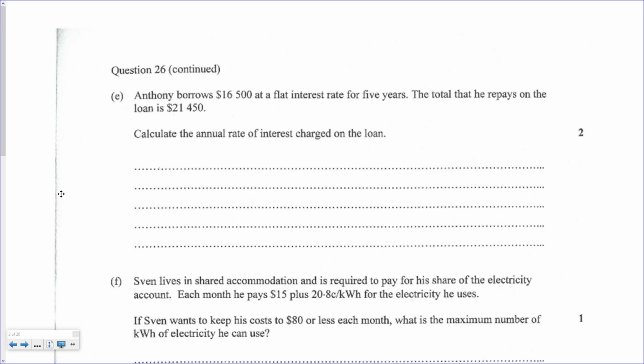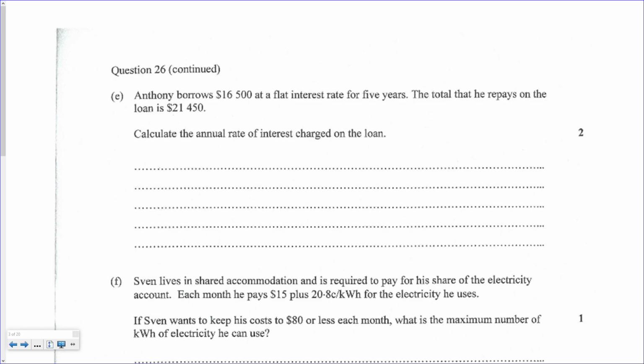So we want to calculate the annual rate of interest charged on the loan. Now, quite a lot of people did this okay, but a common mistake that I saw is people started immediately using those two numbers that we have there. But the problem is we don't actually have the interest there. We need to first of all calculate the interest.